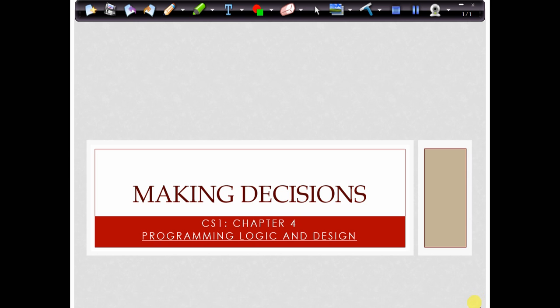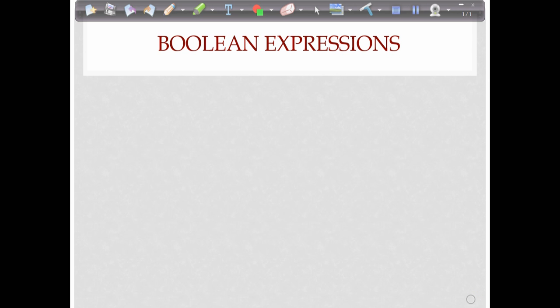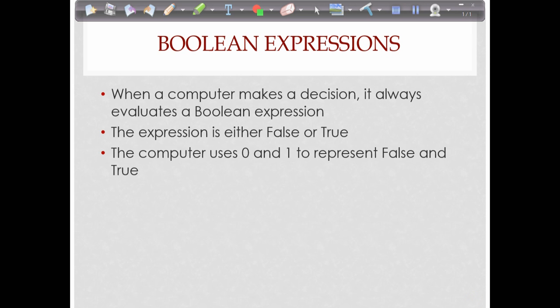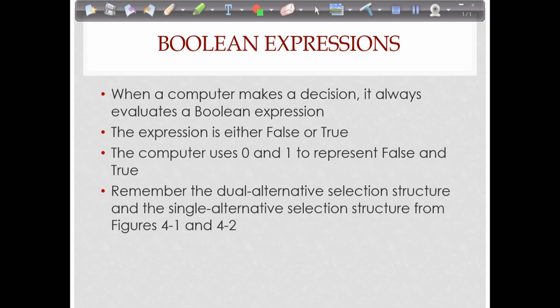Chapter 4 is about making decisions in computer programs. Today we'll study something called Boolean expressions, and when a computer makes a decision, it evaluates a Boolean expression that's either evaluated to false or true. The computer uses zeros and ones to represent false and true, and everything inside the computer is represented in terms of zeros and ones.